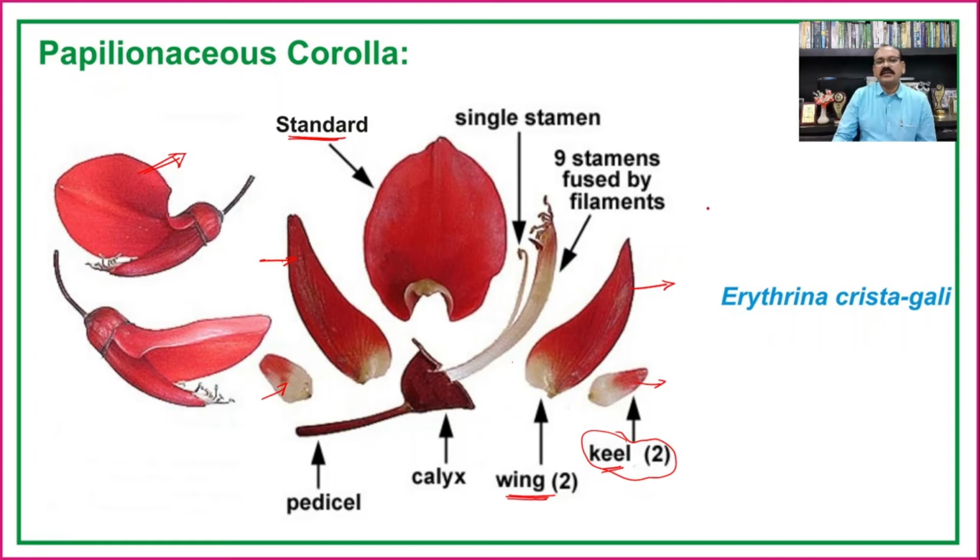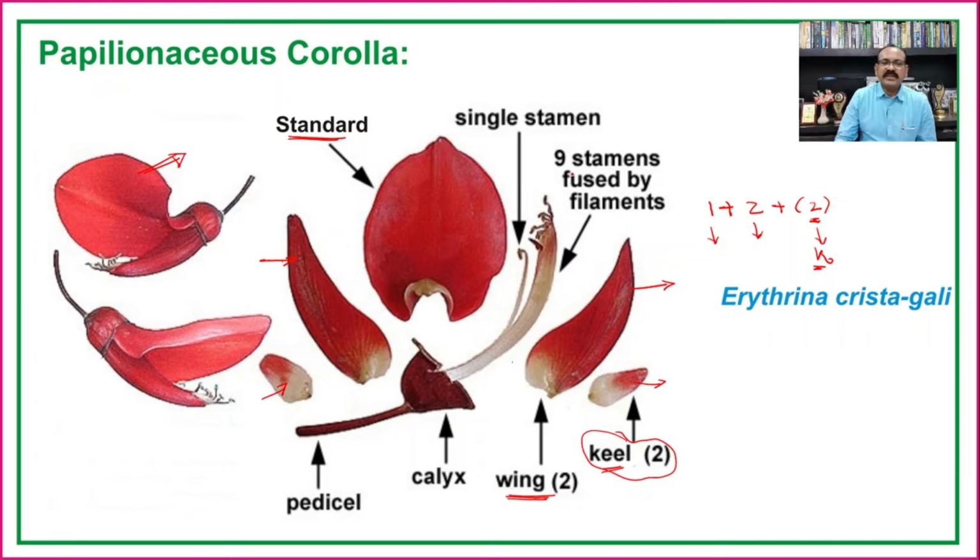and hence in the floral formula we are writing 1 plus 2 plus 2, that is, this 2 in the bracket. It means this one is the standard petal, these 2 are the wings, and these 2 are the keel, and these 2 petals which are considered as the keel, they are fused with each other.